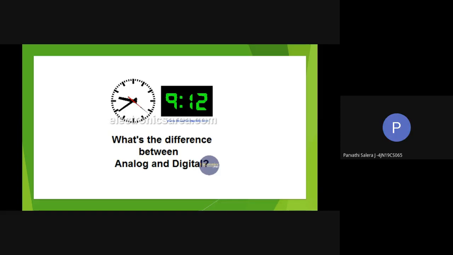Ma'am, analog clock just displays the time by the hands of the clock moving, whereas digital clock just displays it with graduations.